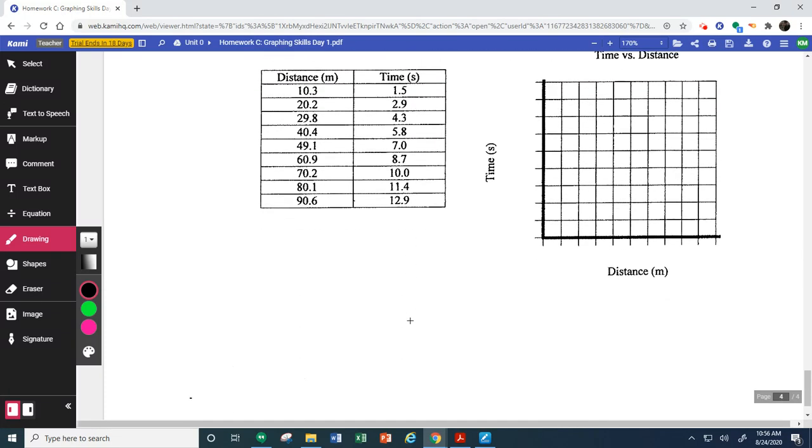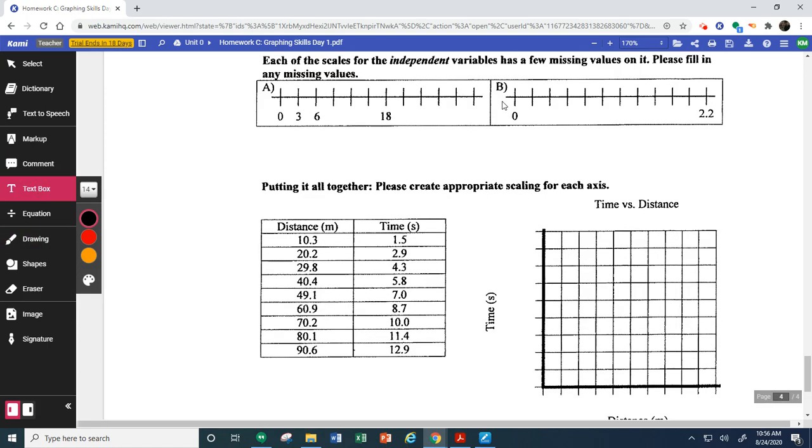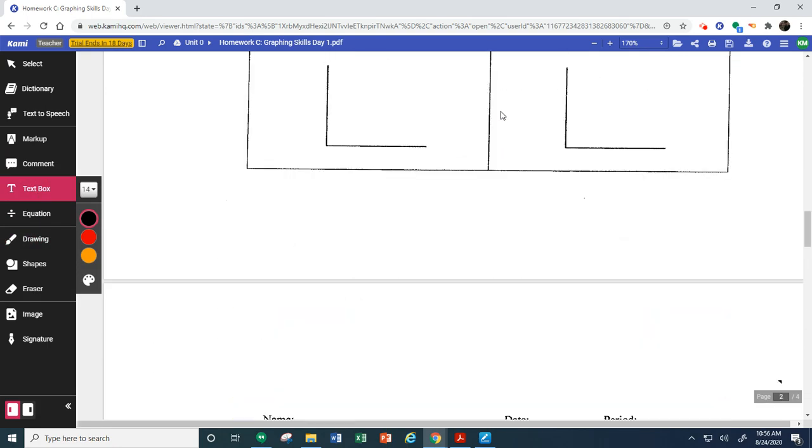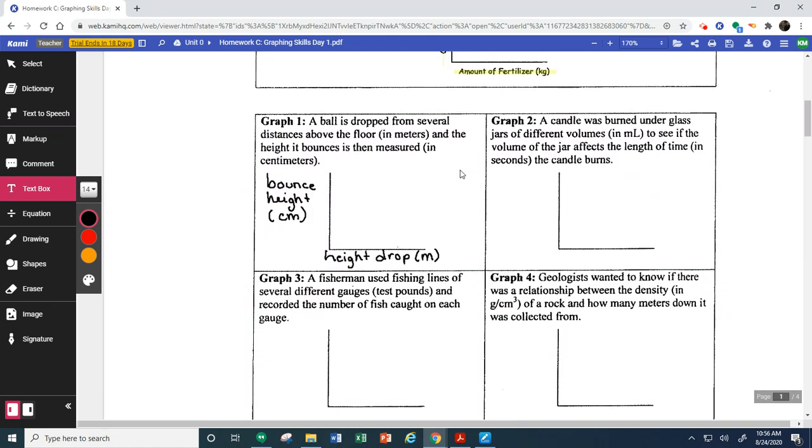You don't have to actually plot the points at this point. What I'm looking for is, can you figure out what your scale is? So again, I don't need a completed graph here. I just need your axes filled in. So again, you have two options here. You can use the drawing tool or you can use the text box. So let's say you don't have the ability to write and you want to type these in.